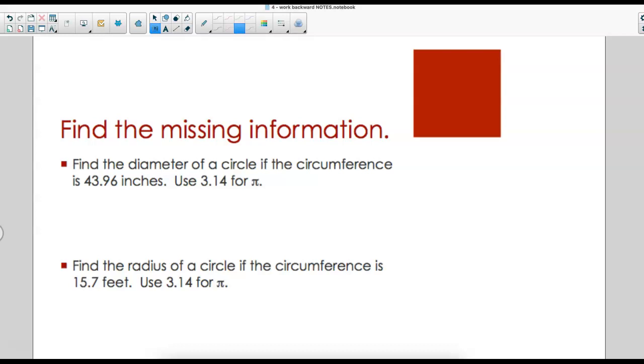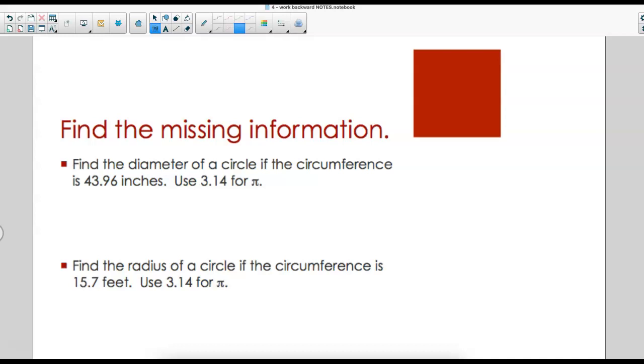Which formula do you think? I really only have 2 formulas. I have these 2 formulas, this one and this one. Which formula should I use? Should I use C equals pi times diameter or A equals pi times radius squared?